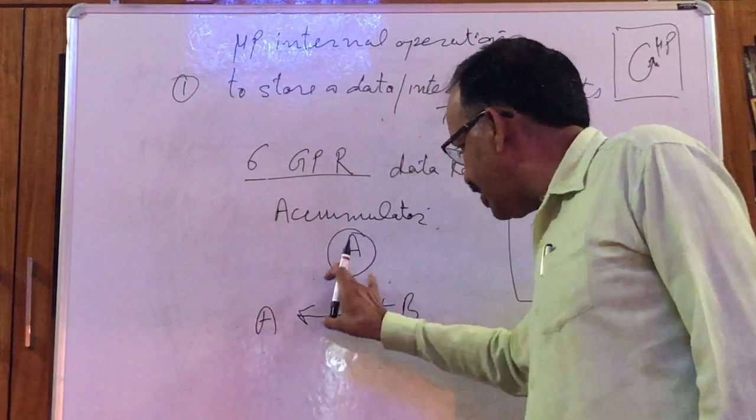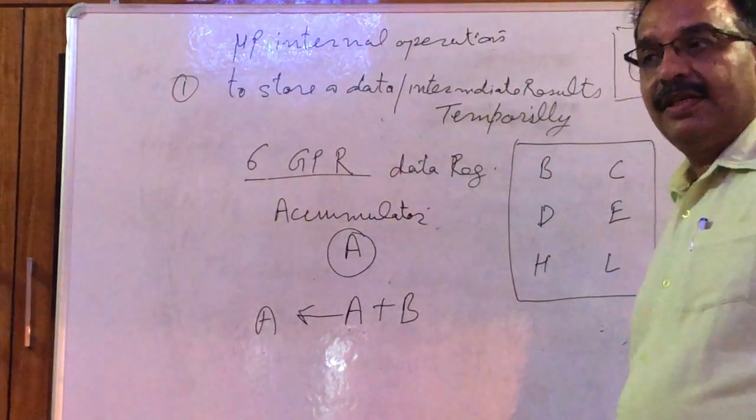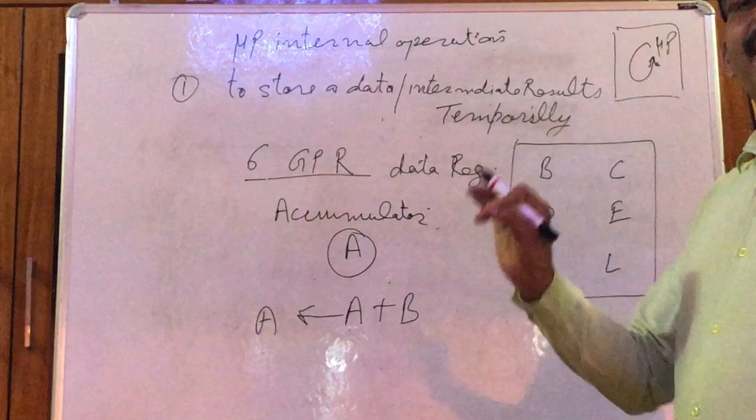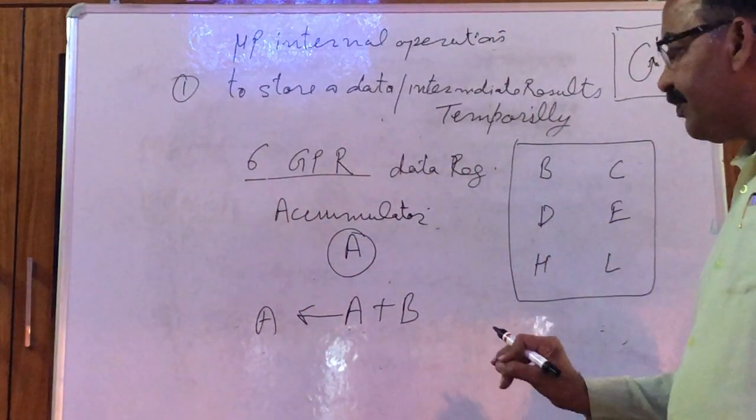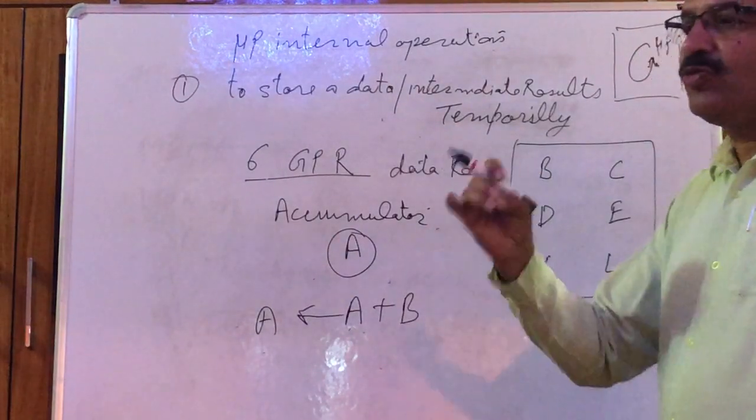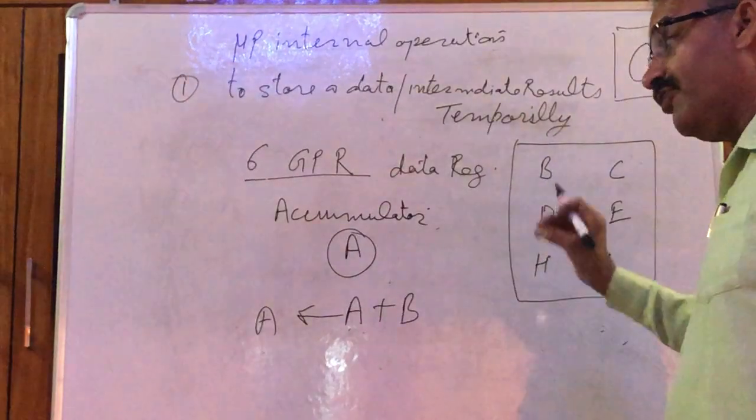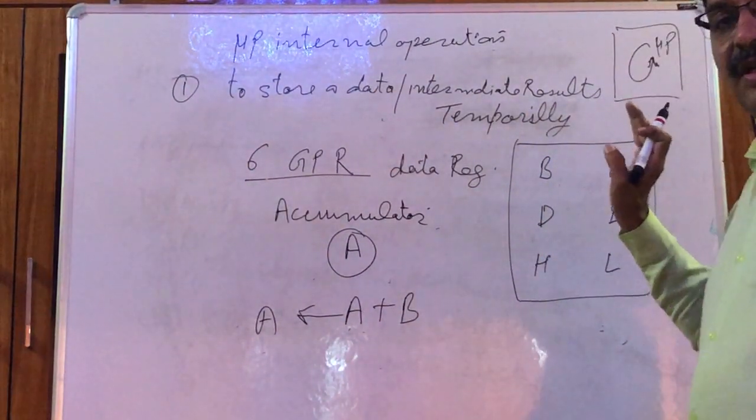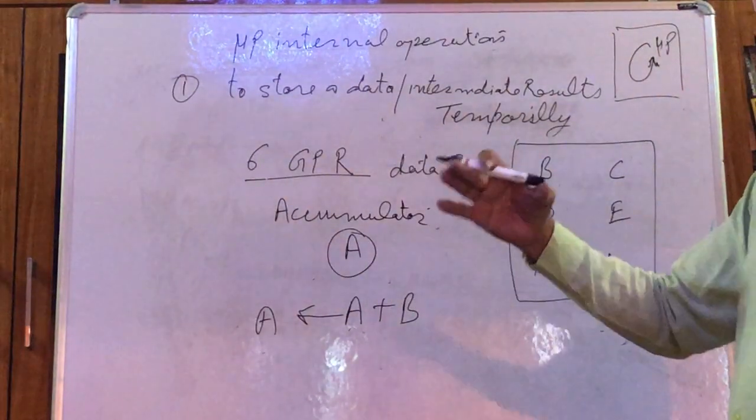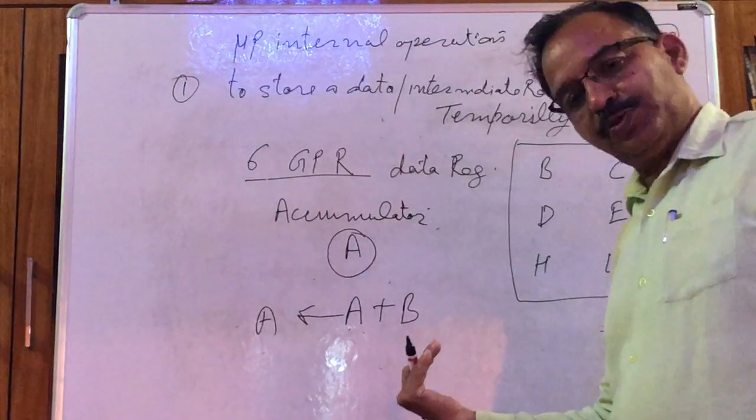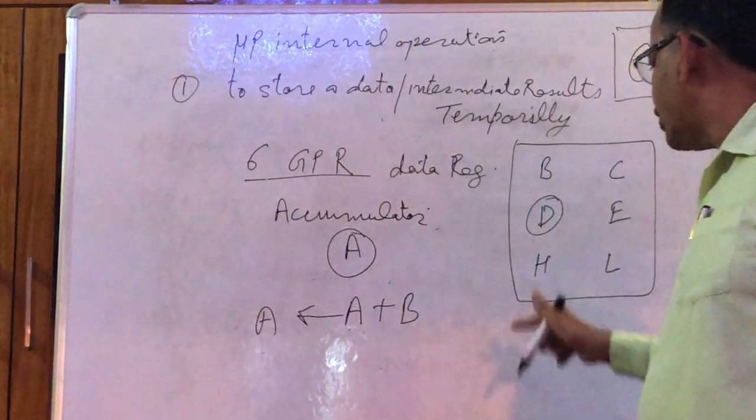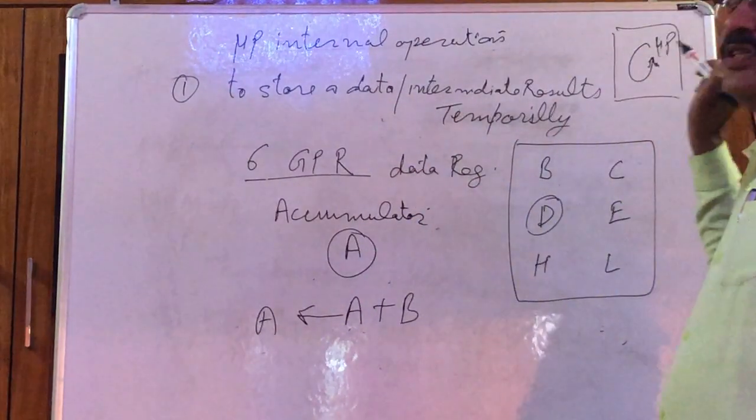The third operation which the accumulator can perform, which no other register can perform, is that it is the only register which will communicate with the I/Os. That means data from the input device, from the input port, will come to accumulator only, not to any of the other registers B, C, D, E, H, L. And if we have to send data to the output port, then only the data of accumulator can go to the output port. Suppose we want to transfer the data of D register to the output port, we cannot. First, we have to transfer the data of D to accumulator, and then accumulator will transfer the data to the I/O port.